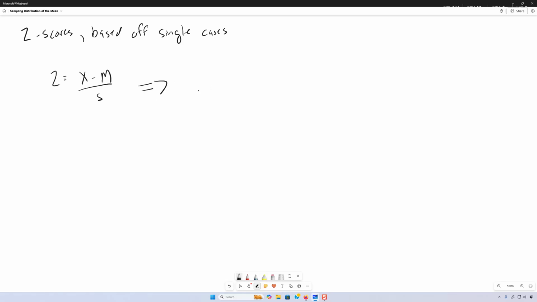So we're going to extend this z-score from a single case to a sample, right? So now we're comparing it to a mean. So z is equal to the mean of the sample minus the population mean over sigma, the population standard deviation, but we have to transform this to something called the standard error of the mean.